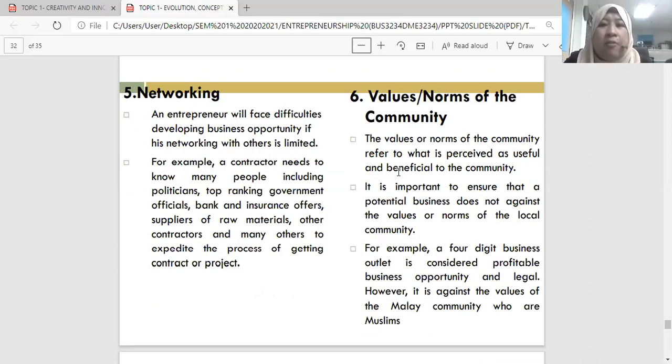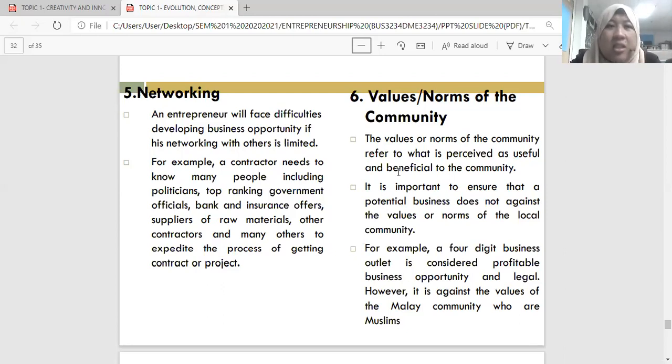And for example, a 4-digit business outlet is considered a profitable business opportunity and legal. Okay, if you do not know what is the 4-digit business, dia macam ni lah. Magnum, Sports Toto is a gambling business. Maybe in your place I do not know what is the name, tapi it's about berjudi, pusat perjudian. Okay, you main the numbers. Okay, you play, you gambling lah, you berjudi, okay, gamblers lah.